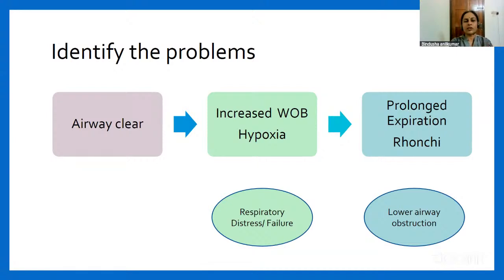If it is less than 92%, the patient will be considered as having hypoxia. So even less than 94% may be considered, but usually in asthma and airway diseases, less than 92 is the cutoff that we usually take. And so this is respiratory distress or failure due to lower airway obstruction.